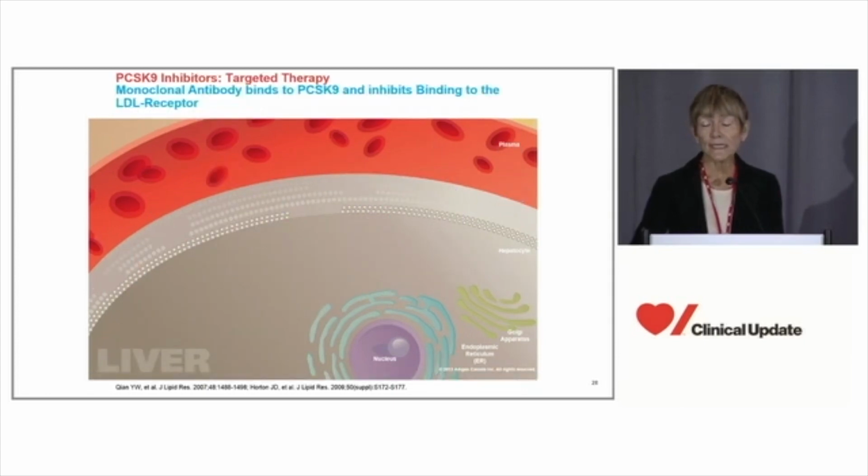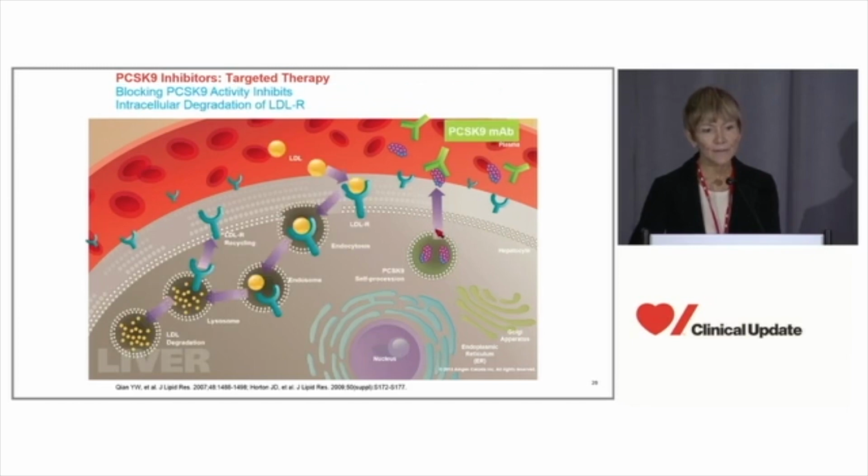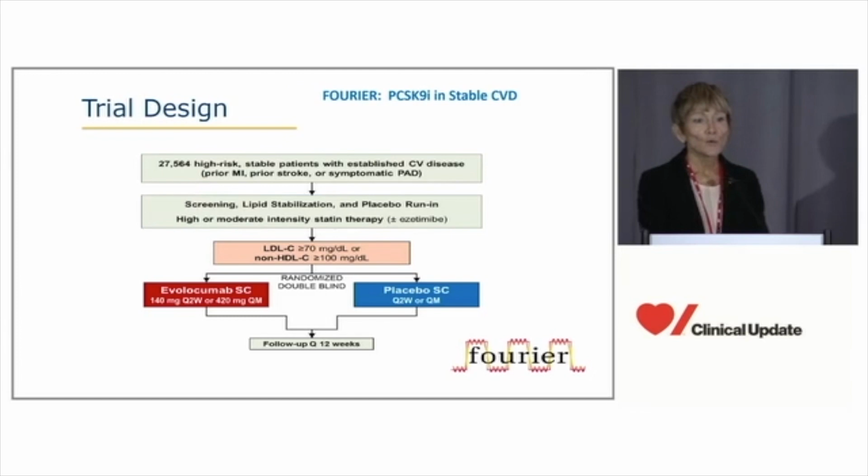So PCSK9 has not been easily amenable to small molecule inhibition. People are still working on that, but the most effective way to reduce PCSK9 activity for the moment is an antibody. The monoclonal antibodies bind to PCSK9 in the circulation, they get it out of the picture, and the LDL receptor basically recycles. So we've had good data there.